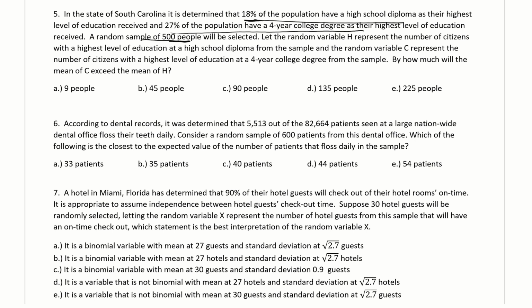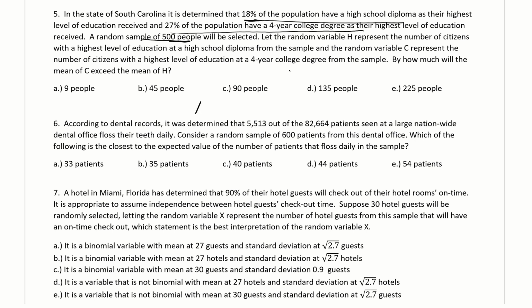Let random variable H represent the number of citizens with the highest level of education at a high school diploma from the sample, and random variable C represents the number of citizens with the highest level of education at a 4-year college degree from the sample. By how much will the mean of C exceed the mean of H? Okay, so then if we assume that these are both binomial distributions, which means success or not, whether they have the diploma or not, whether they have the education or not, each person is independent, number of trials is fixed, 500 people, same probability of success. All right, so if we assume that, that's binomial.